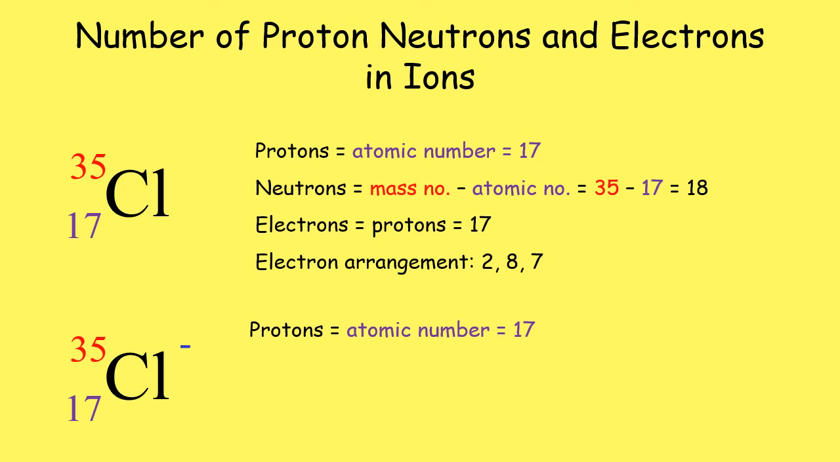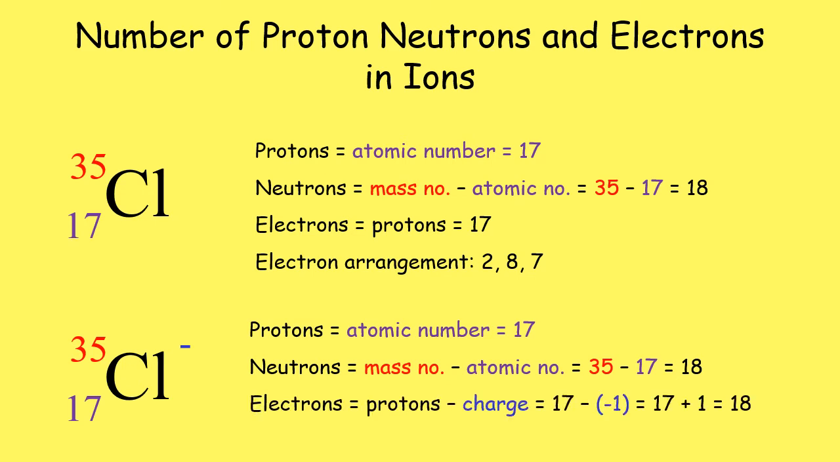So protons again, the rule is protons is atomic number, which is 17. Neutrons, mass number minus atomic number, which is 35 minus 17, which is 18. And electrons this time is protons minus charge. So that is 17 minus, and then we're subtracting -1. Now, if you have 2 minuses beside one another, they become a positive. So 17 minus -1 is the same as 17 plus 1, which gives us 18.